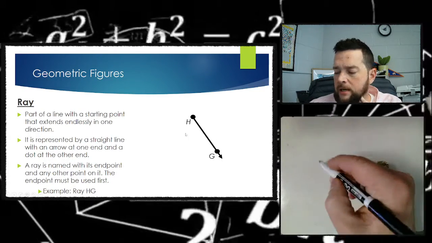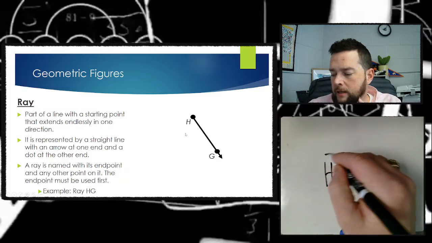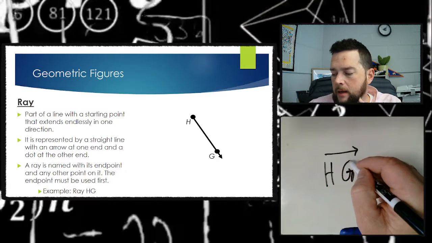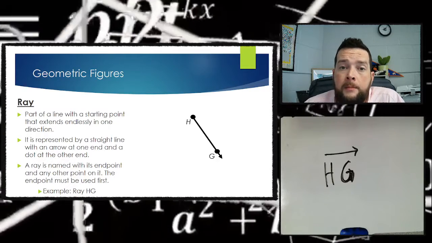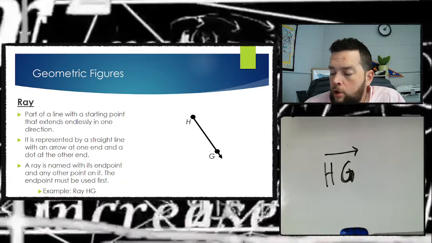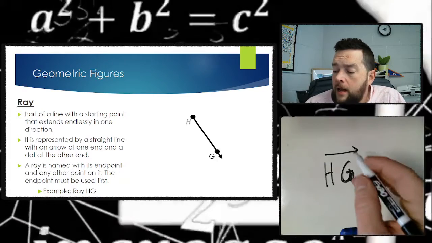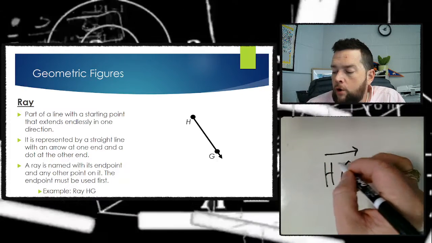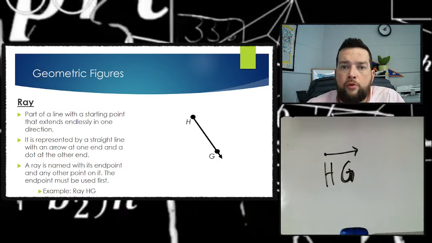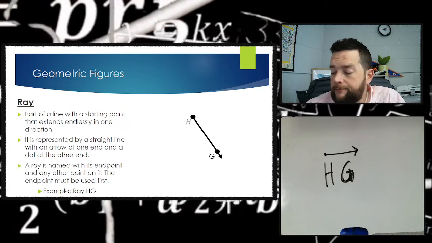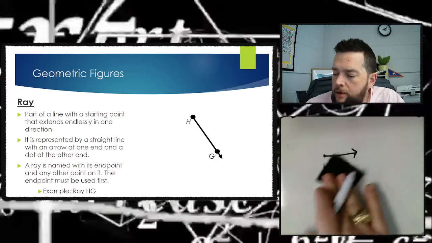You also will see this written like this with an arrow over the top. You don't see that a ton, especially in middle school and high school, but you will see that some. So that line over the top with an arrow is saying we have a beginning point of H, and it continues on through G and then forever. So that's another way that you could write that.